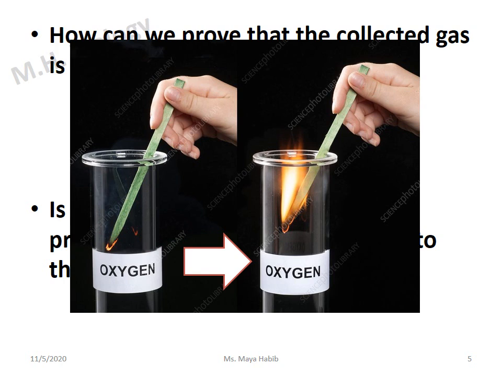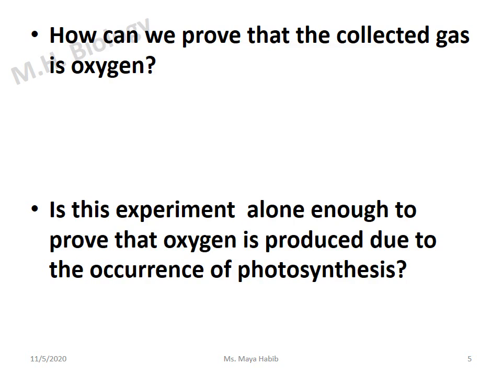Now for the second question. Is this experiment alone enough to prove that oxygen is produced due to the occurrence of photosynthesis? Actually, this experiment shows that the plant can produce oxygen, but we cannot be sure that this oxygen gas is produced by photosynthesis. In order to verify that oxygen is the product of photosynthesis, we have to stop photosynthesis, that is, we place the plant in conditions that inhibit photosynthesis. In this case, if oxygen is no longer produced, then we can be sure that the oxygen gas is produced by photosynthesis.